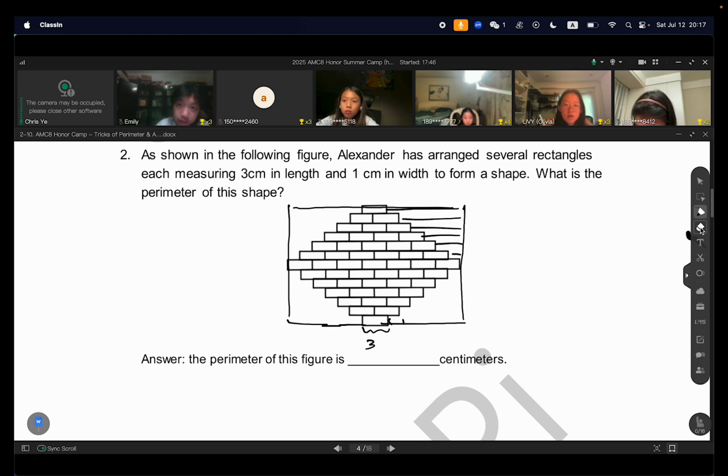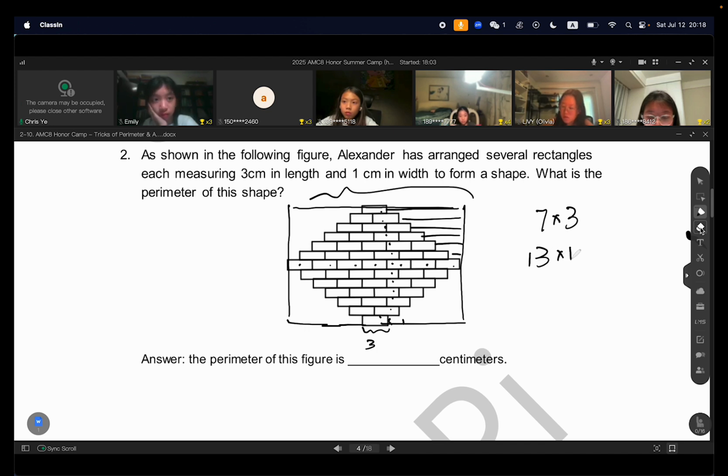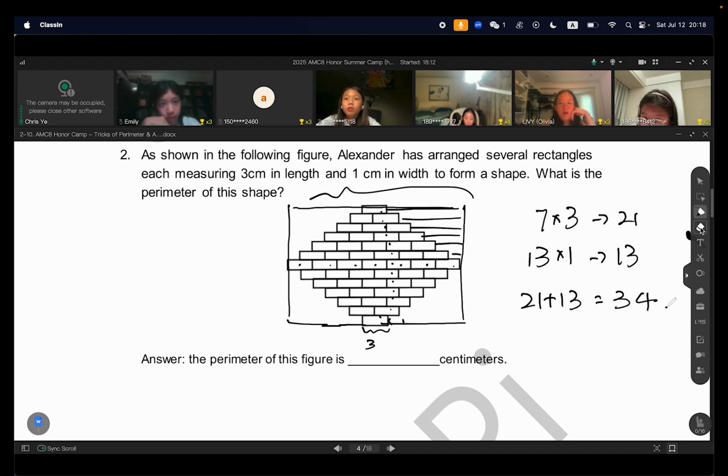So the length is going to be 1, 2, 3, 4, 5, 6, 7 times 3. And the width is going to be 1, 2, 3, 4, 5, 6, 7, 8, 9, 10, 11, 12, 13 times 1. So that's 21 and 13, which together is 34. And that's going to be this plus this, so the perimeter is going to be 34 times 2 equals 68.